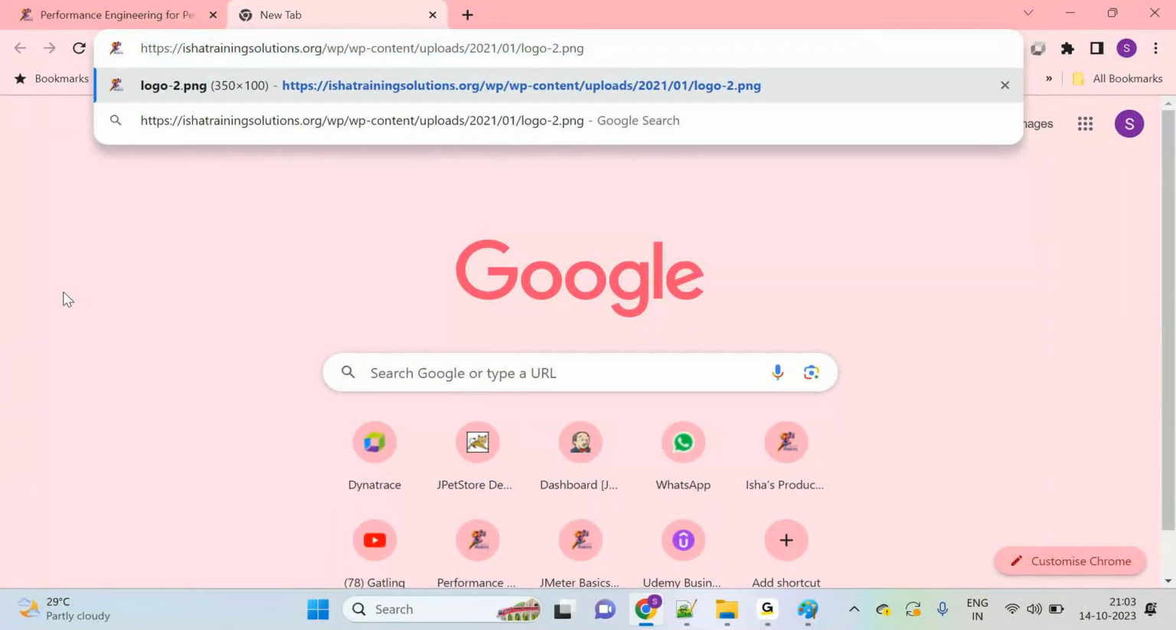If I click enter, what will happen? What is happening? Anybody, your layman understanding, you tell me what is actually happening. If I click this one, what is happening? So the browser is downloading the image.